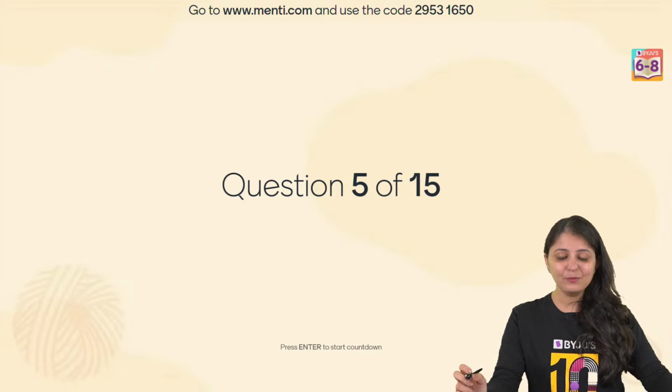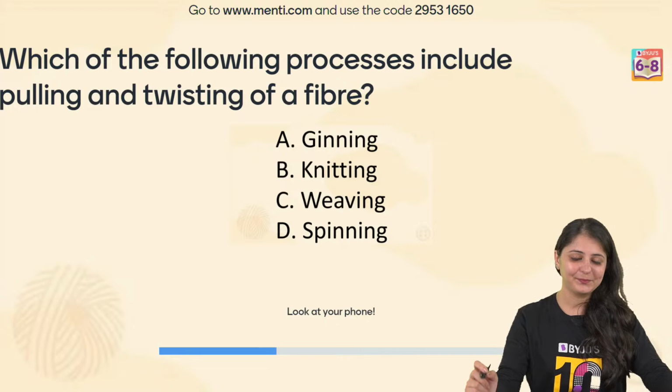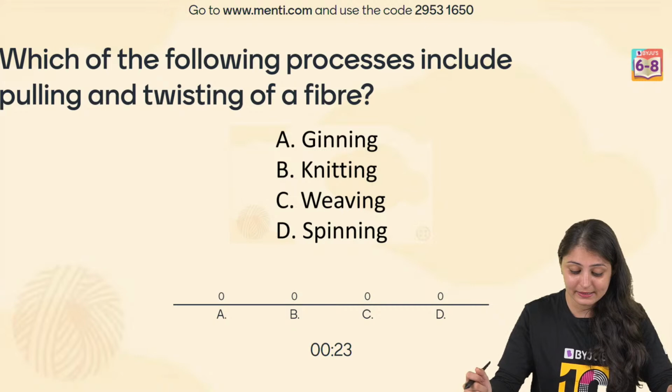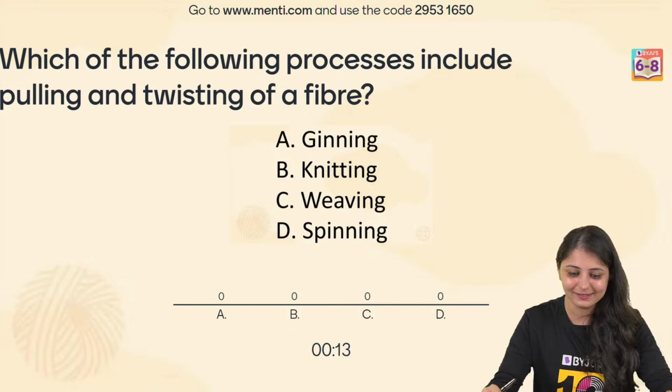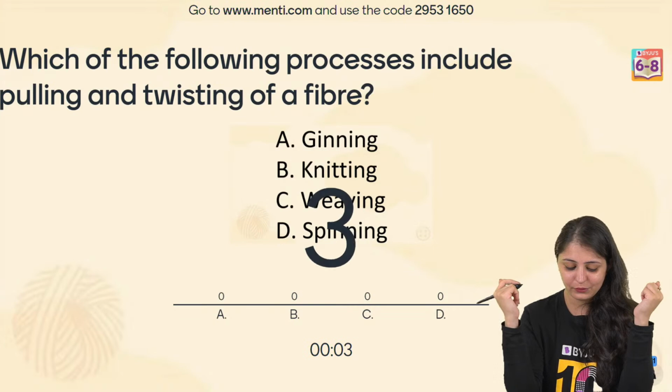Let's move on to question number 5 and let's load the question and see how many of you will get this one right. 55, I'm setting my number. Which of the following processes include pulling and twisting of a fiber? Read the question carefully. Ginning, knitting, weaving or spinning? Pulling and twisting of a fiber. I see some of you have already marked the answer because I can see the thumbs up. I can see the time in which you've answered, which is really quick. But I'm hoping that you will get this one right. Only 55 of you need to get this one right. Let's see if you've marked the correct answer.